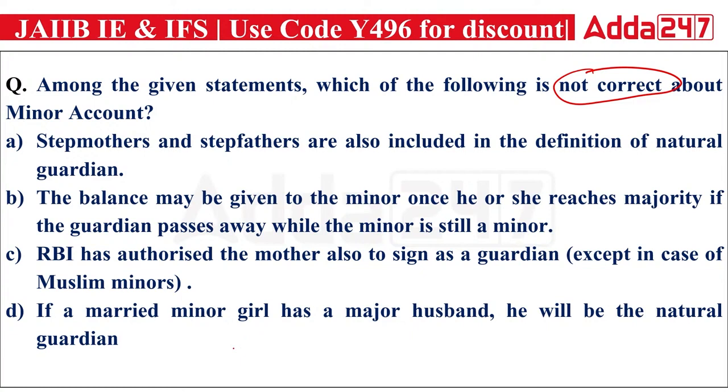The last one is correct: if the married minor girl is there, then the husband will be the natural guardian. Third is also correct, RBI has authorized the mother to sign as a guardian. Then the second is also correct, the balance will be given to the minor once he or she reaches majority. But not the first one. The natural guardians will only be the parents and not anyone else. The actual real mother and father will be the natural guardians, not the stepmother and stepfather. It is not the correct statement in context to the minor account. So the right answer is A.